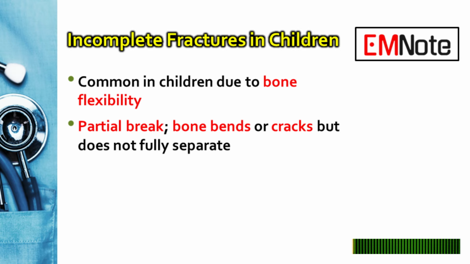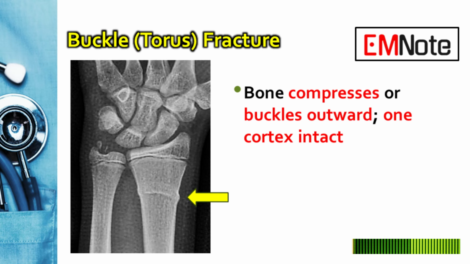And it all comes down to the unique properties of children's bones. They're just much more flexible, more elastic than adult bones. So when they experience stress, they don't always snap cleanly. They often bend or crack partially. That's where these incomplete fractures come in. Makes sense. Let's start with maybe the most frequent one. We see the buckle fracture, sometimes called torus fracture, right? What's the defining feature here?